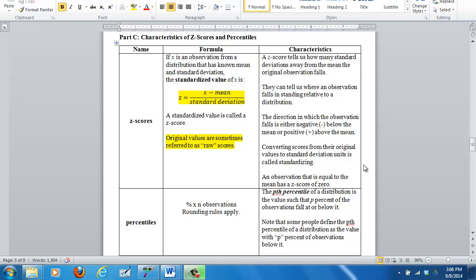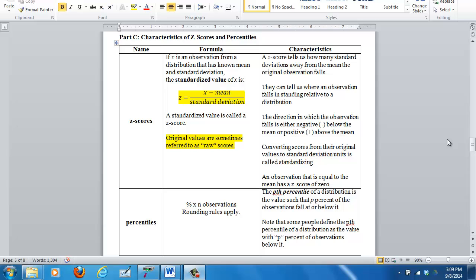The second term that's important in this section is percentiles. It's a term we've already looked at before, but basically the pth percentile of a distribution is the value such that p% of the observations fall at or below it.